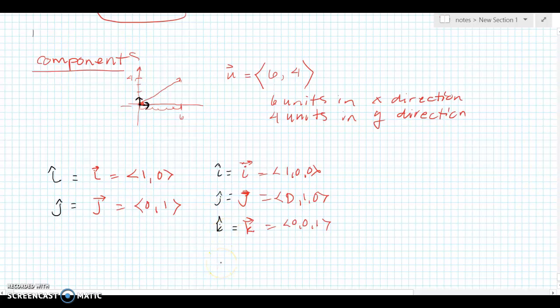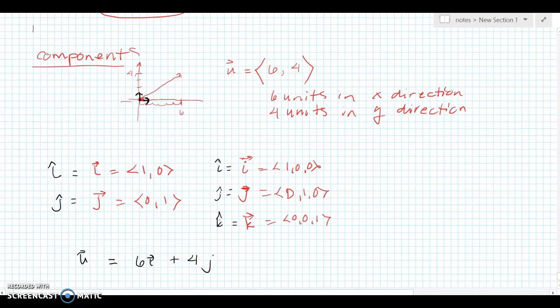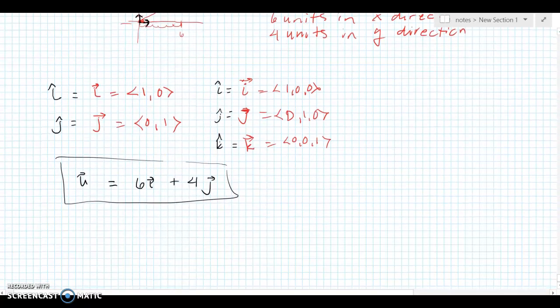So either of those is going to be fine. Now what this means is I can rewrite my u vector as separate components in each direction, and we would have 6 units in the i direction plus 4 units in the j direction. Okay, so that's a way I can write my vector in terms of components.